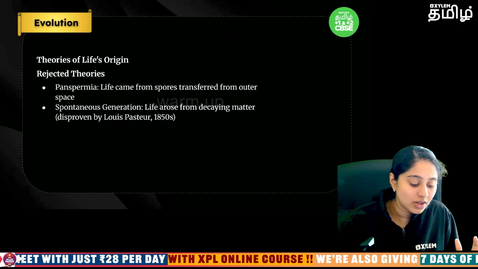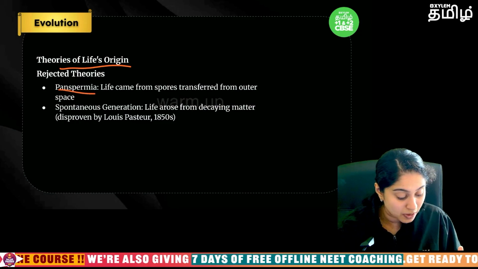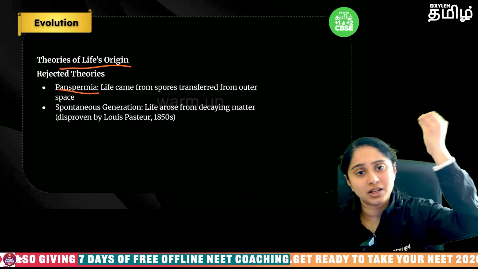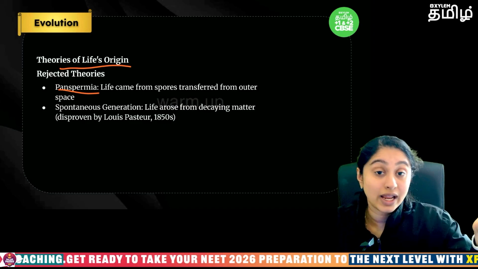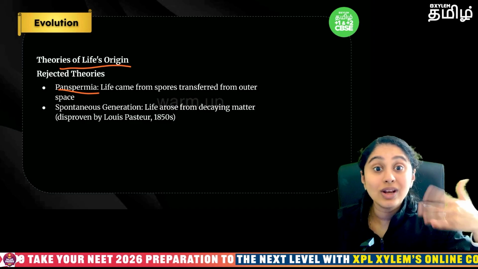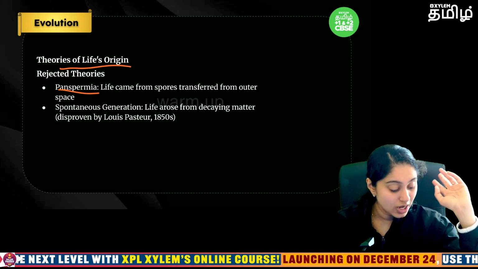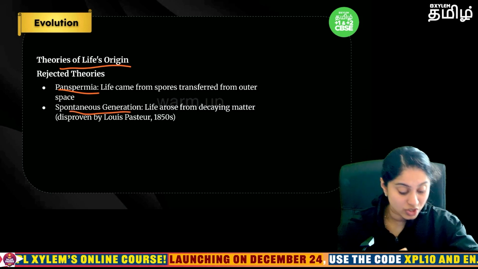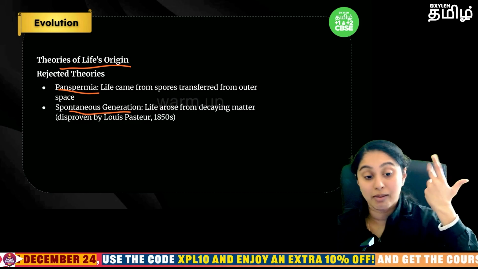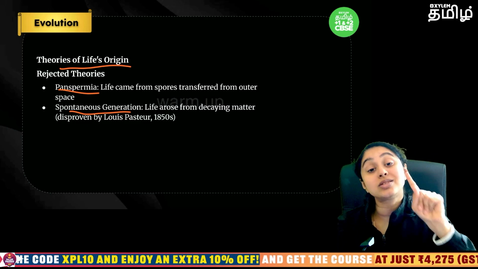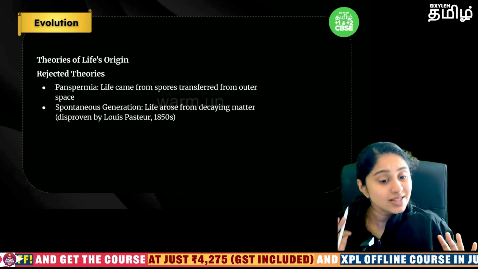Now, if you look at life's origin, there are many theories. For example, panspermia said that some spores from other planets landed on the earth, and from there we started to gain life forms on the planet. That is one theory which is rejected, it is not true. Then spontaneous generation said that from any decaying matter life will just come up, but that was disproved by Louis Pasteur, so we don't believe in these theories anymore.